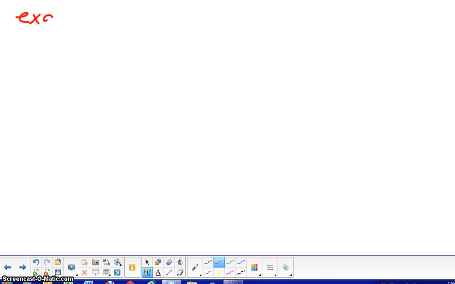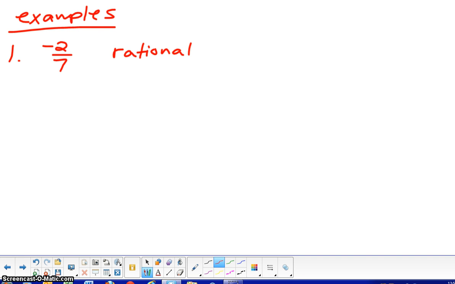Okay, so examples. Let's determine, for example, number 1, negative 2/7. That's going to be our first question. Negative 2/7, because it is a fraction, we know that it is a rational number. And anything we're going to be talking about is real. So I technically could put real number after that, but just for the sake of all of them being real, I'm not going to have you write it down every single time. So just keep that in mind. Everything we're dealing with in this chapter is going to be real numbers.